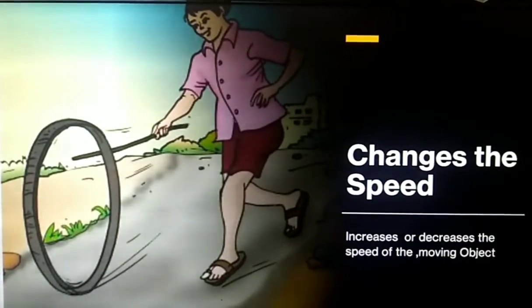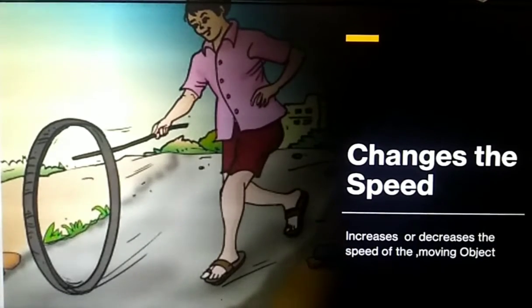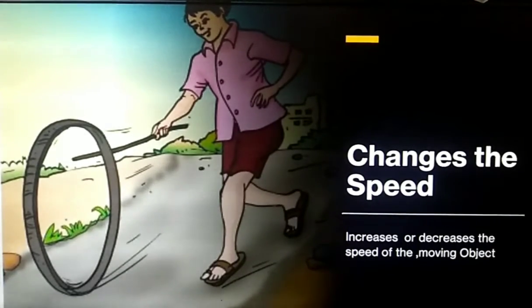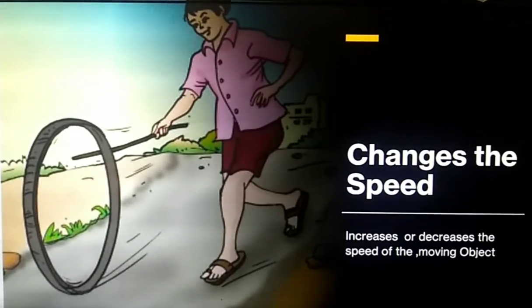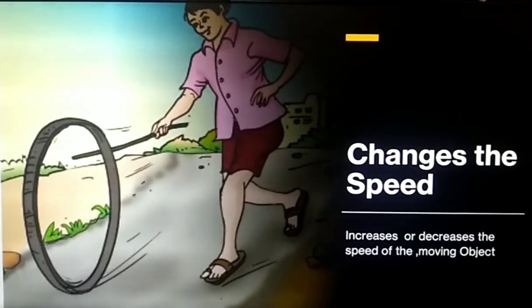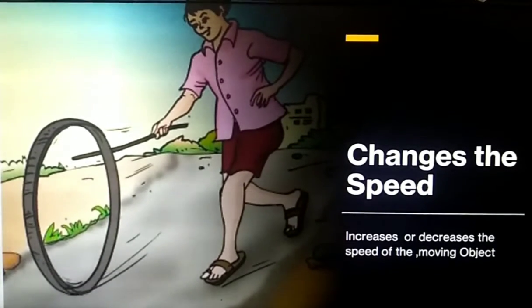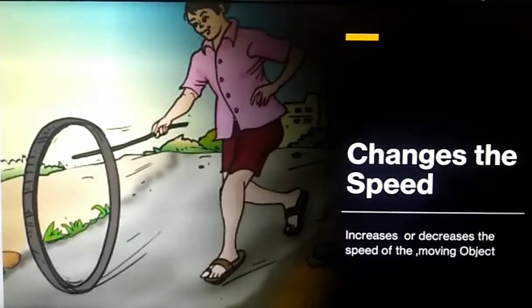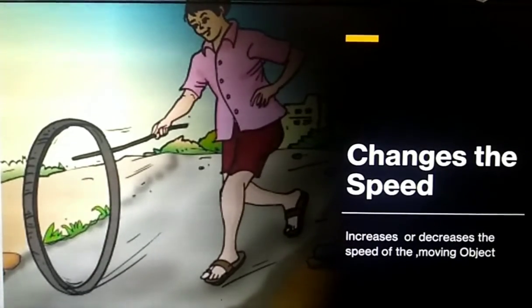Second one, change the speed. When any kind of external force is applied to a moving object, it changes the speed. It can increase or it can decrease. Can you think of a few more examples wherein the speed of the object is changing just because of the application of force? I'm sure you'll be able to do one.